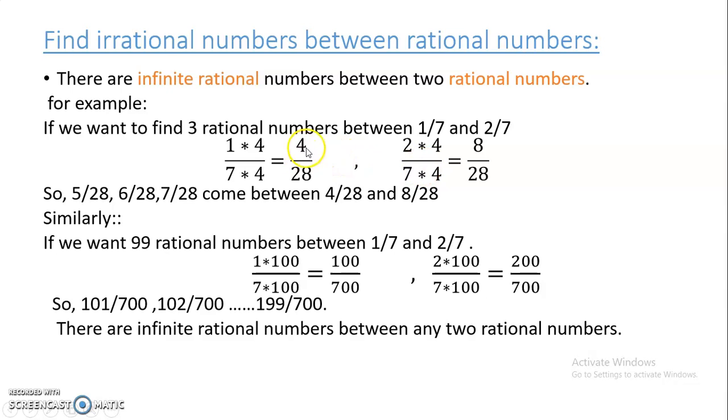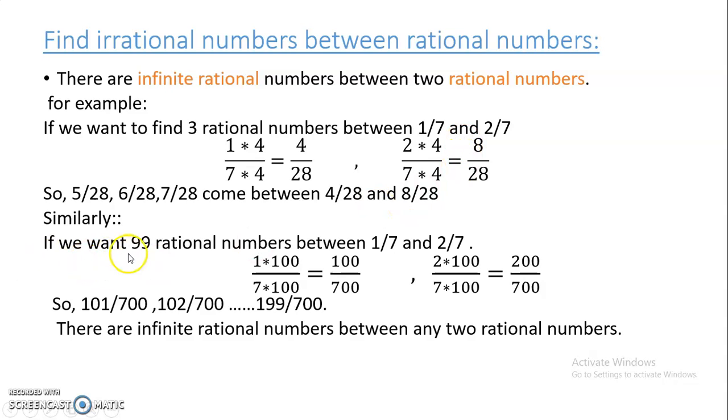So clearly you can see, because the denominators are the same, numbers like 5 by 28, 6 by 28, 7 by 28 will come in between 4 by 28 and 8 by 28. We have done nothing, we have just changed the numerator and kept the denominator the same. So this is 4, 5, 6, 7 and 8. These are three rational numbers that come in between 4 by 28 and 8 by 28.